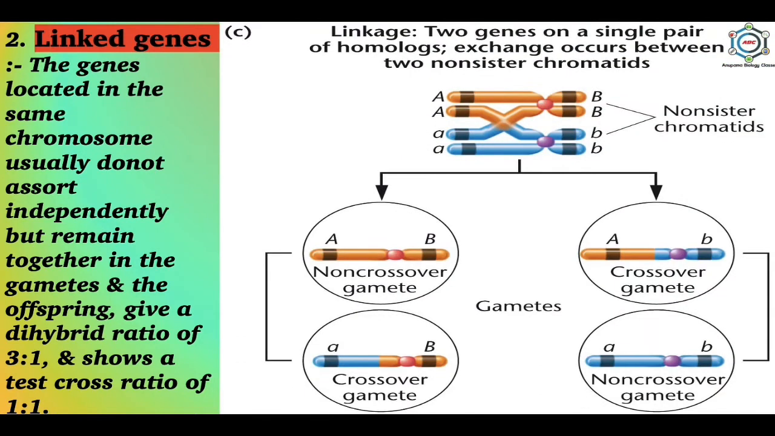Now, the linked genes. The genes located on the same chromosome usually do not assort independently, but remain together in the gametes and the offspring, give a dihybrid ratio of 3:1 and show a test cross ratio of 1:1. So in this picture, here the two non-crossover gametes, that is the parental combination, and two crossover gametes, that is the recombinant gametes, show a 2:2 ratio, meaning 1:1 ratio, and so the linked genes inheritance.